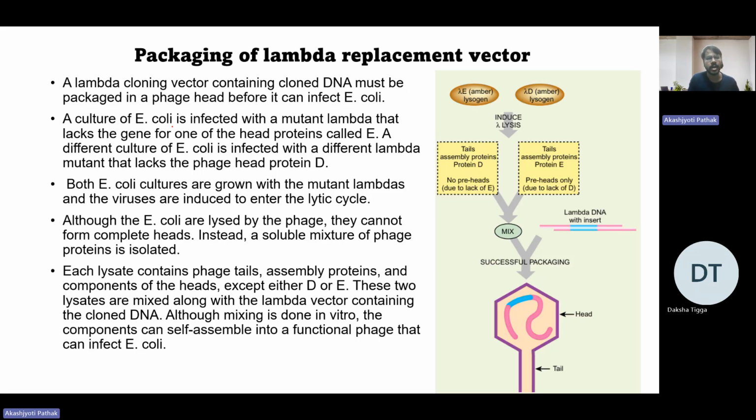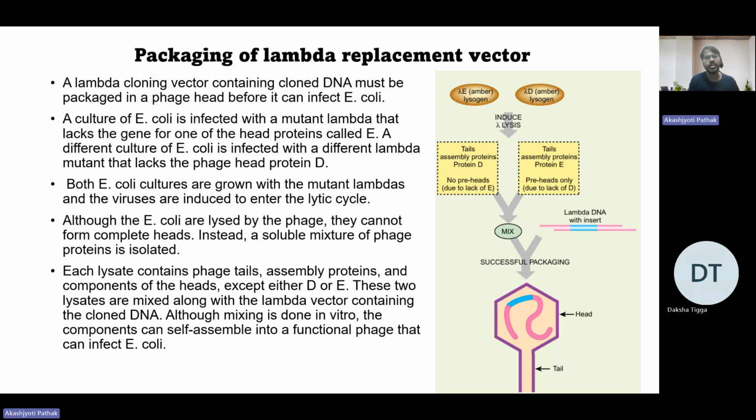Okay, so a culture of E. coli is infected with a mutant lambda that lacks the gene for one of the head proteins, called E. For formation of the head, you require a protein E and you require a protein D. Now you have a mutant lambda phage vector which lacks the head protein E, and you have a mutant lambda plasmid which lacks protein D.